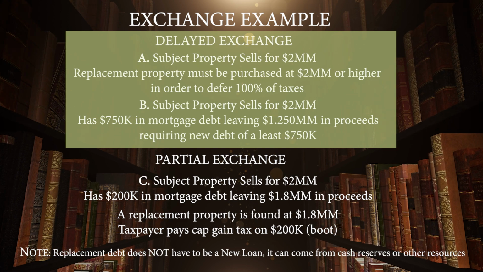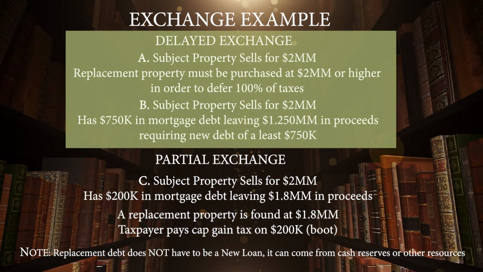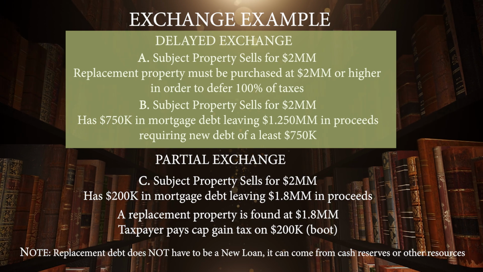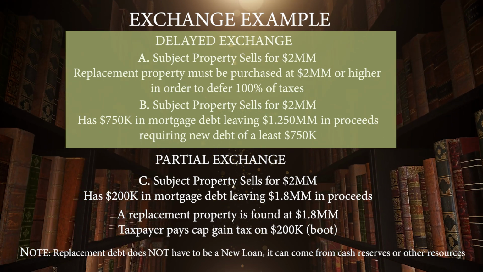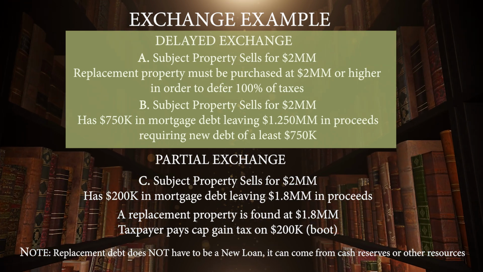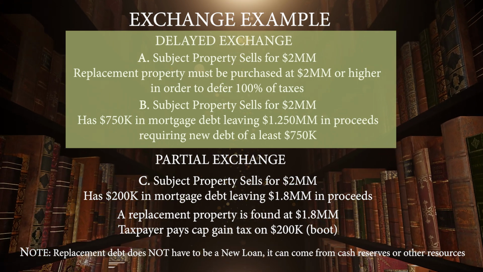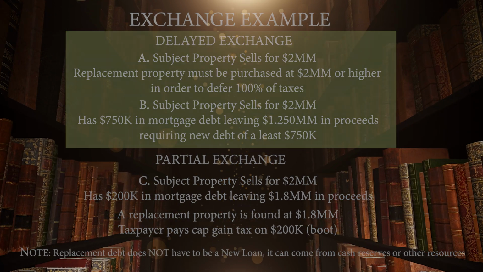People ask, well, what if there's debt on the property? Well, let's say there's $750,000 in debt. The loan is paid off after the close of escrow, which only leaves about 1.25. The subtitle here is that all debt must be replaced, meaning you will have to get a new loan in order to buy a $2 million property for the replacement property or upleg.